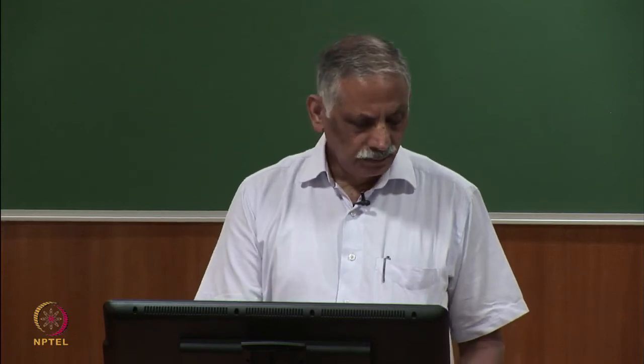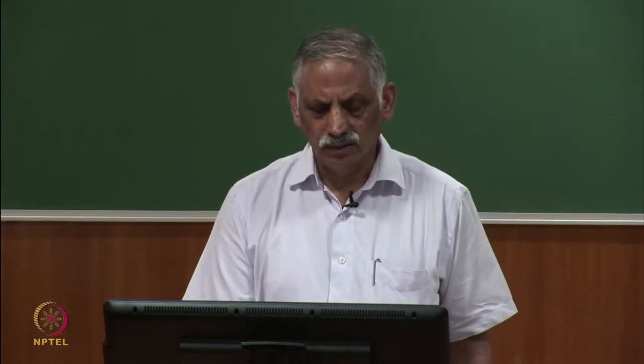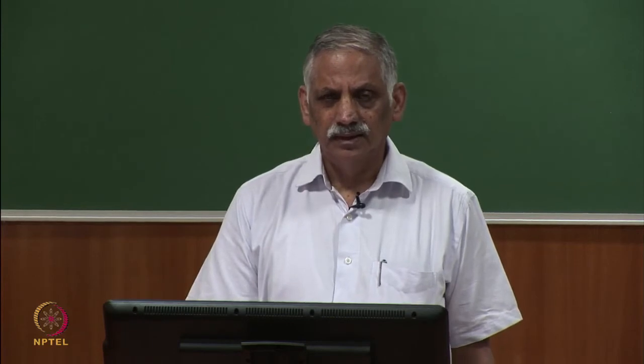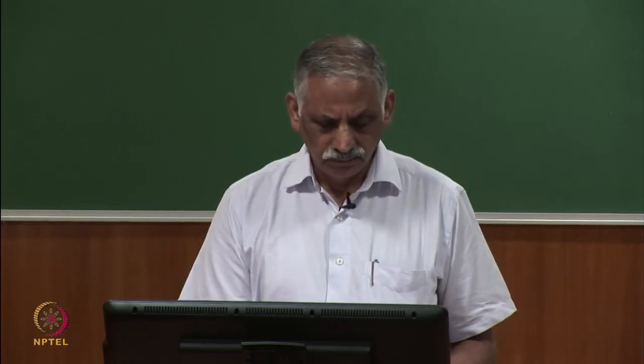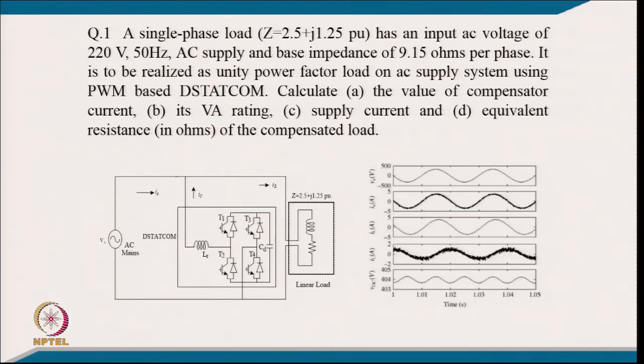Now, we would like to discuss some numerical examples on these STATCOMs, starting from single phase, 3 phase 3 wire, and 3 phase 4 wire STATCOM systems used for compensation. So, this is the first example: a single phase load Z equal to 2.5 per unit plus j1.25 per unit has an input AC voltage of 220 volt 50 hertz AC supply and base impedance of 9.15 ohm per phase, and it is to be realized as a unity power factor load on the AC supply system using a PWM based STATCOM. Calculate the value of compensator current, its VA rating, supply current, and equivalent resistance of the compensated load.